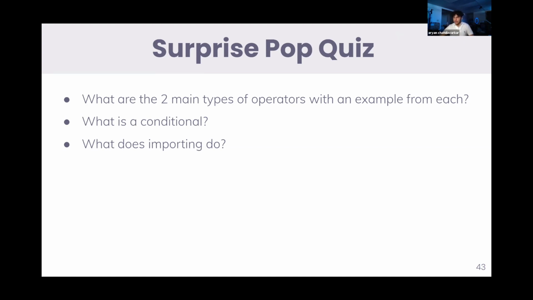That is a relational operator. So the 2 types of operators are the logical operators and the relational operators. So the relational operators relate 2 numbers or 2 values, and they're the equal to, the greater than symbol, or the less than symbol. And then we have the logical operators, which are the and, the or, and the not. So then I think Walid answered conditional.